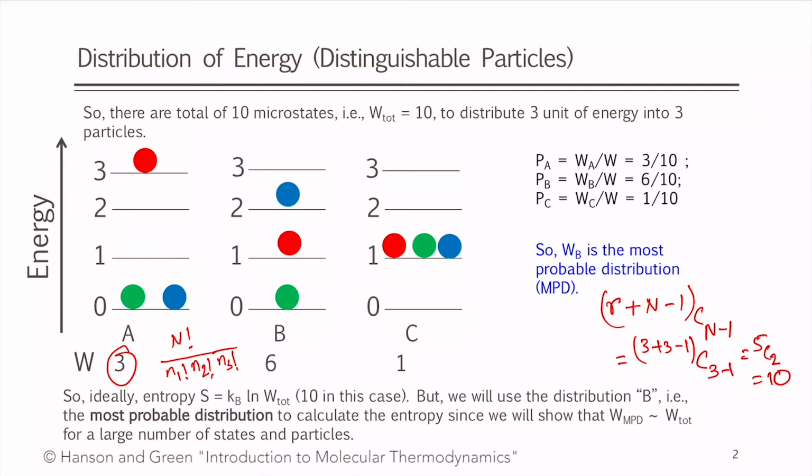We also talked about how B is the most probable distribution, because the probability of this particular distribution is obtained from the number of microstates of B, which is 6, divided by the total number of microstates, which is 10. That gives us 6 by 10, which is the most probable distribution, or MPD in short form. Now, this is just 3 particles and 3 units of energy, not 3 energy levels again, this 3 units of energy that we are talking about.